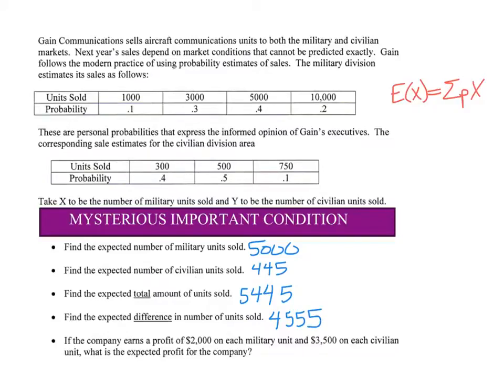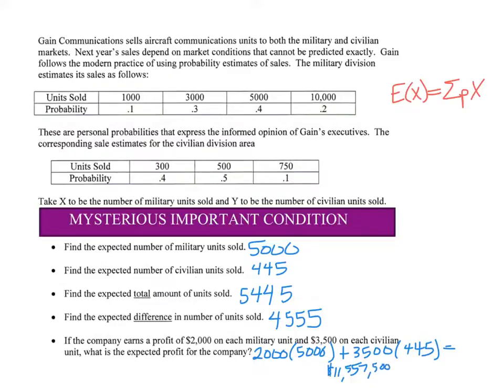And finally, if the company earns a profit of $2,000 on each military and $3,500 on each civilian, what's the expected? Well, we make $2,000, we expect 5,000 times, and we make $3,500, we expect 445 times. So that's equal to 11,557,500.